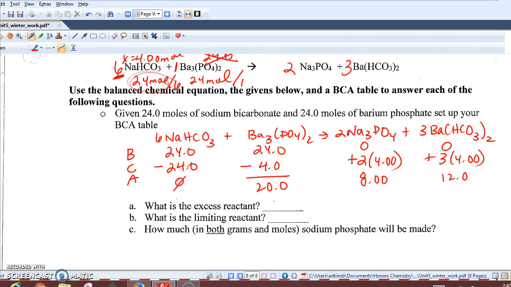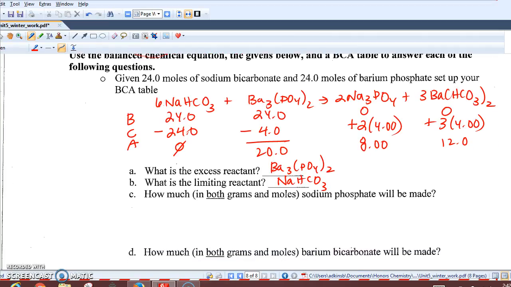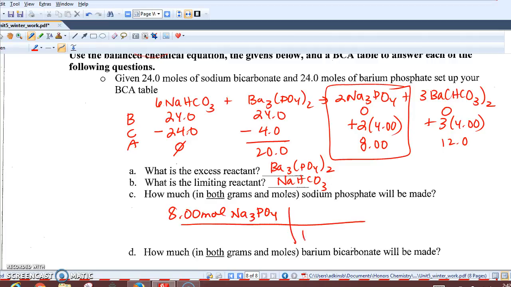It asks what's the excess reactant, so that's the barium phosphate. What is the limiting reactant? That's the sodium hydrogen carbonate, or sodium bicarbonate. It says how much in both grams and moles of sodium phosphate will be made. So it's asking about this one right now. We know that 8 moles was produced, so that's the first part. And then to get that into grams, we're going to need the molar mass.